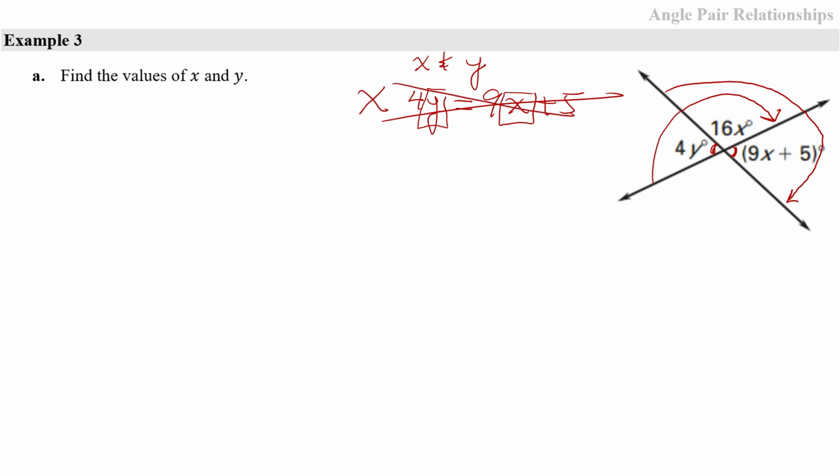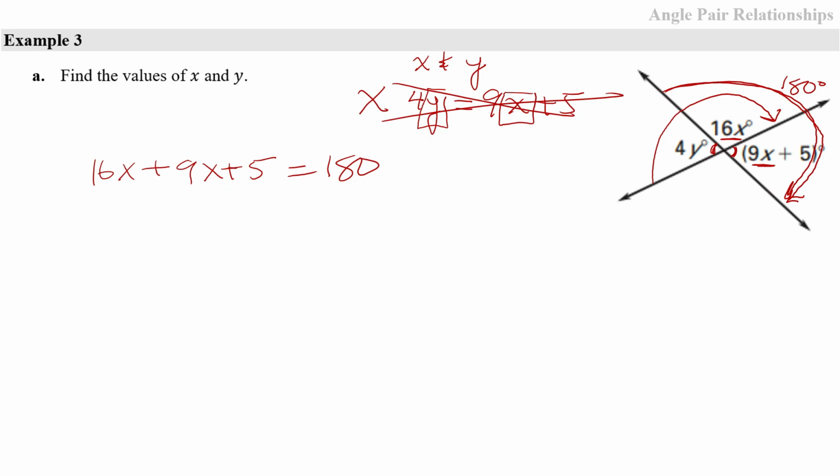Okay, so then we have to think about something else. Let's just look at the ones that have x's. This one and this one have x's, and those two angles we said earlier are supplementary, or they're a linear pair. They have to add up to 180, and so our equation, if I just use the x's alone, is going to be 16x plus 9x plus 5 is equal to 180.